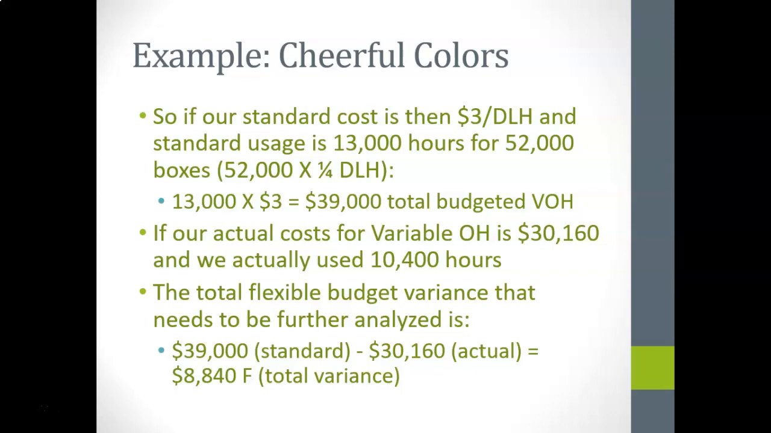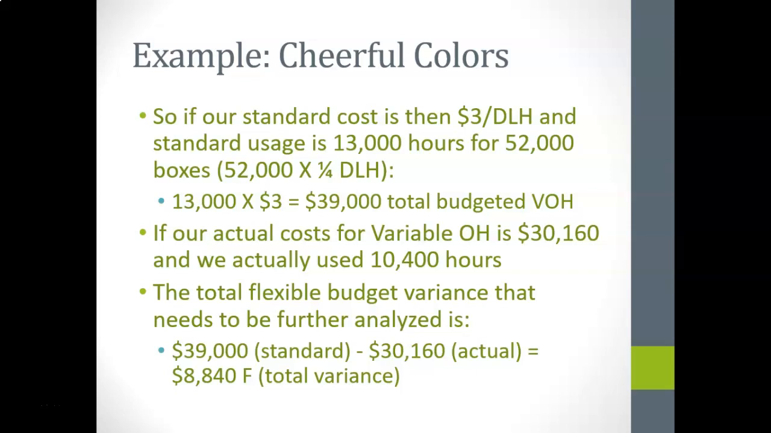If, for example, our actual cost for variable overhead is 30,160, and we actually used 10,400 hours, the total flexible budget variance that we need to further analyze is the total that we budgeted, this total standard, which is 39,000, minus the total actual, which was 30,160, and so that difference is 8,840. Since the actual is less than the standard, that is a favorable total variance.